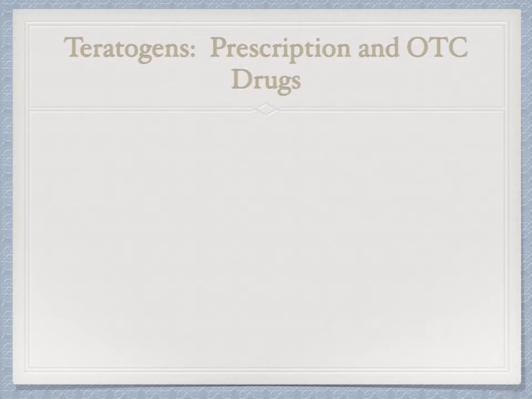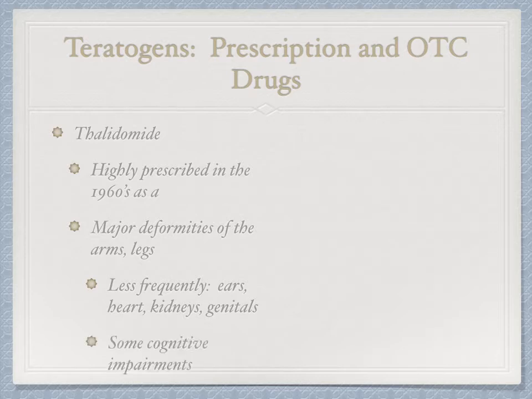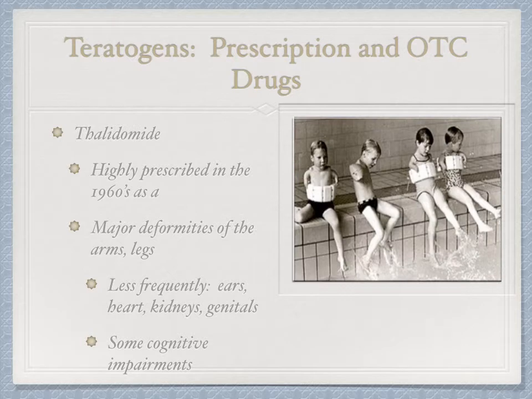So kind of the most famous of all teratogens is thalidomide. And it was highly prescribed in the 1960s for various different kinds of things. And what we saw was major defects in the legs and arms of the children that were exposed to it. And we saw less frequently issues with ears, heart, kidneys, and genitals, and even some cognitive impairments. But here are some pictures of those kids.